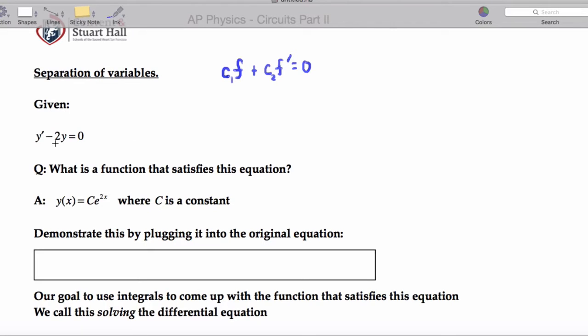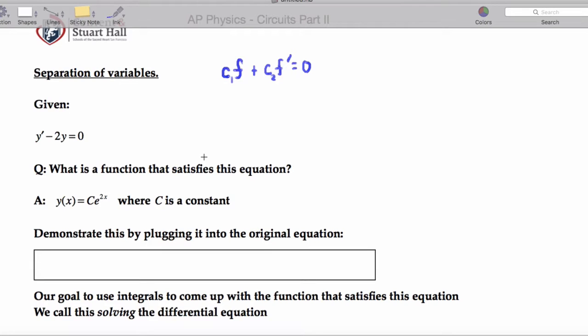I'm going to use a derivative with respect to x. So we have y prime minus 2y equals 0. And the question we ask is, what is a function that satisfies this equation? And the answer that I'm proposing here, I'm just handing that to you, is the function y equals some constant c times e to the 2x.